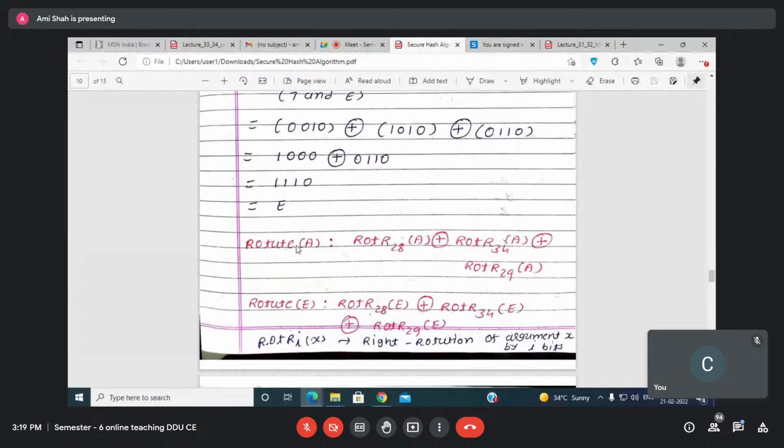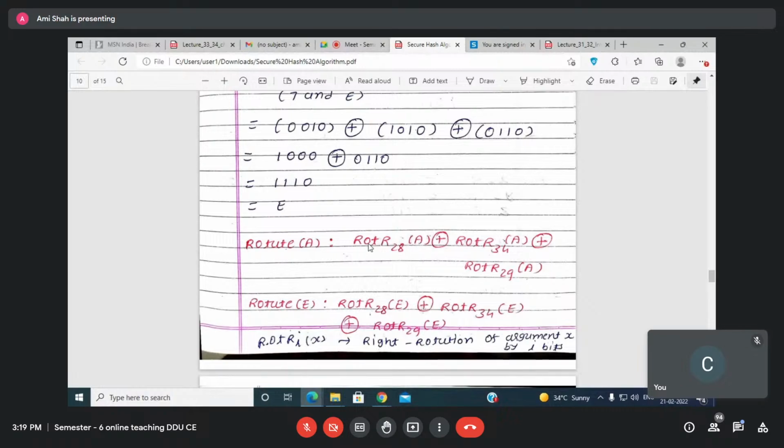Now the next is rotate. For rotate, this is the equation. The rotate of A is ROTR, and here I represents the right rotation of argument X by how many bits? I bits. So the equation of rotate A is ROTR 28 A.